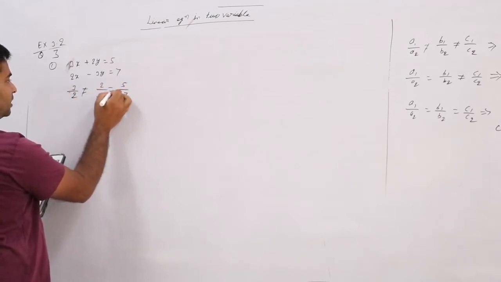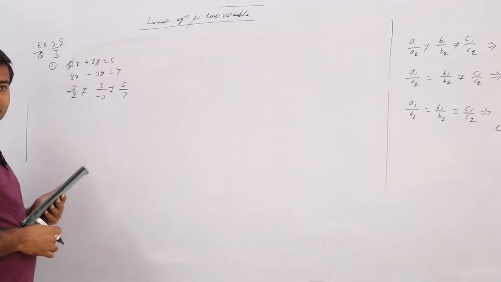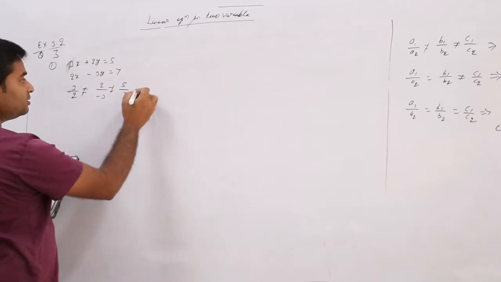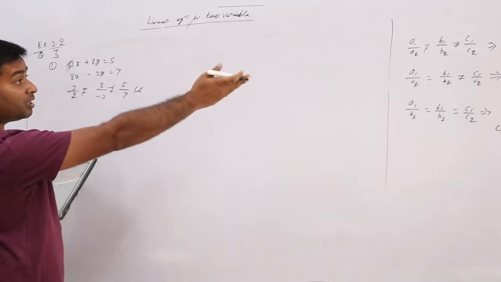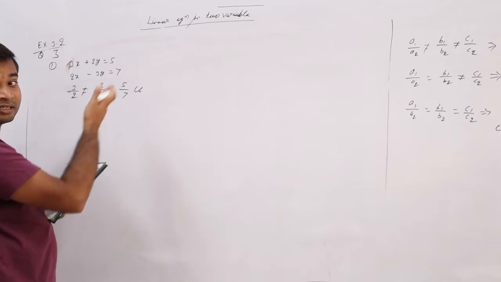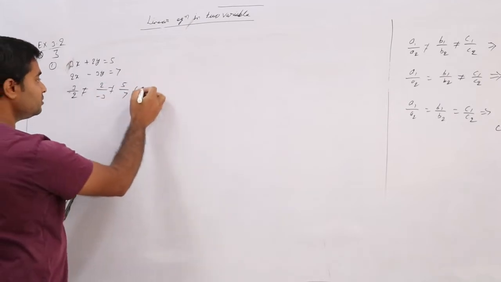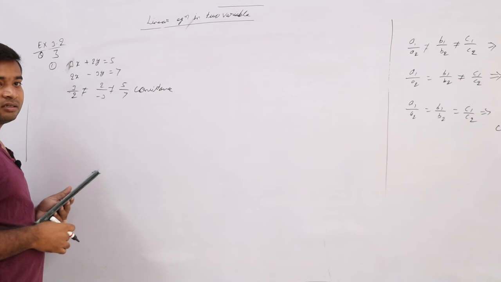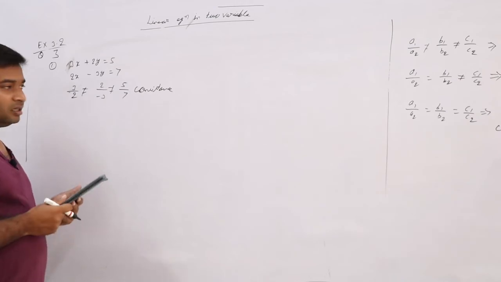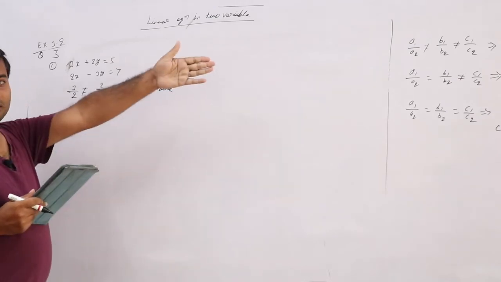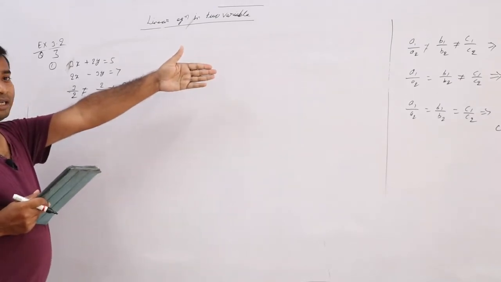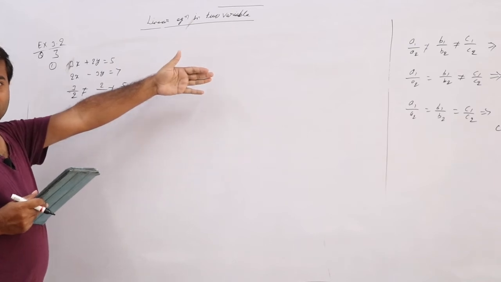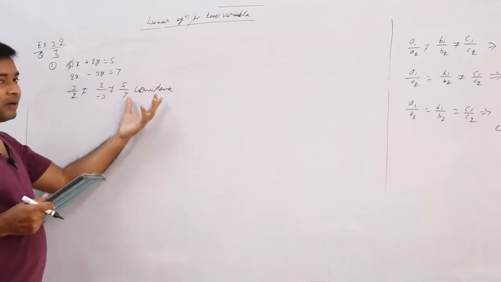See, all are not equal. If all are not equal, it means consistent. We will get some solution, right? So consistent. If you're not getting the spelling here, you can read from there. At least I have written it correctly. After I write, don't ask me what I have written.